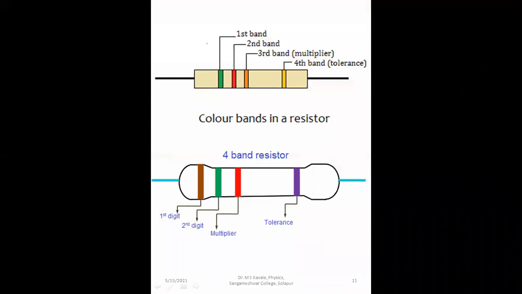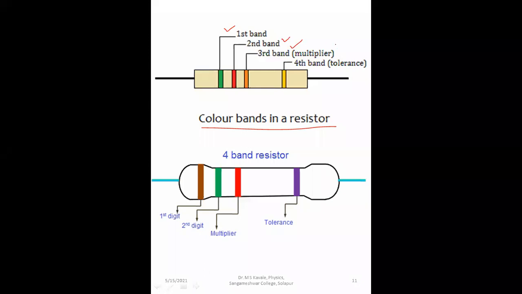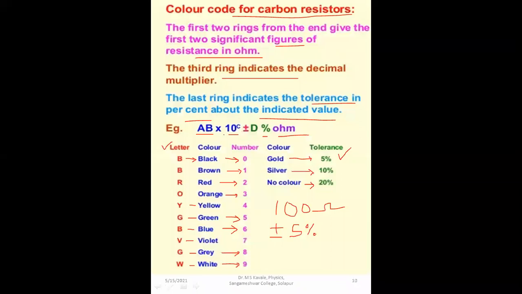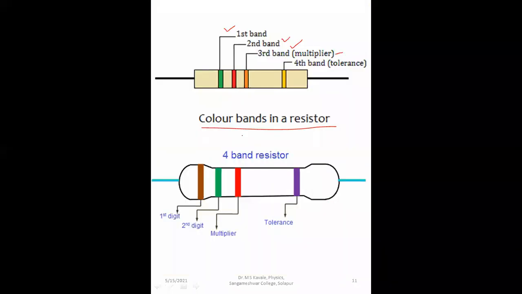So after that, we can have the example of the color bands on the resistor. Here is the first band, this one, then the second band, and the third band. And you have to remember that the third band is the multiplier, that is, 10 raised to something. And the fourth band indicates the tolerance of the resistor.